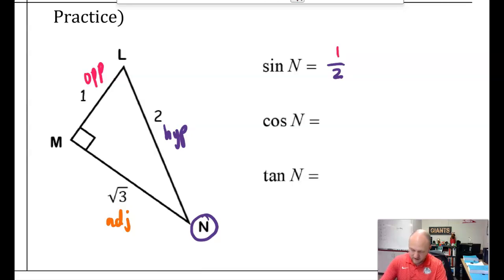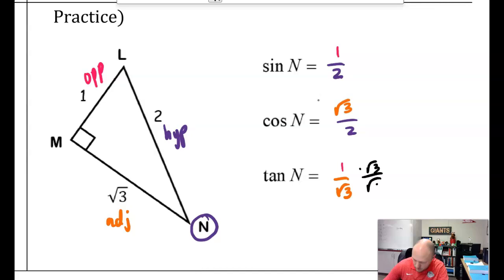For cosine, that's going to be adjacent over hypotenuse. So in this case, square root of 3 over 2. And then tangent is going to be opposite over adjacent. So this is 1 over square root of 3. And hopefully you rationalized this. Did you multiply by square root of 3 over the square root of 3? Which gives you root 3 over 3.